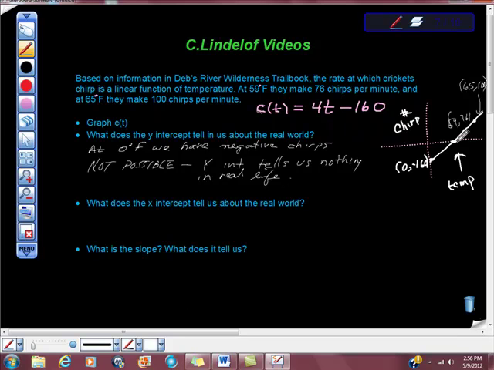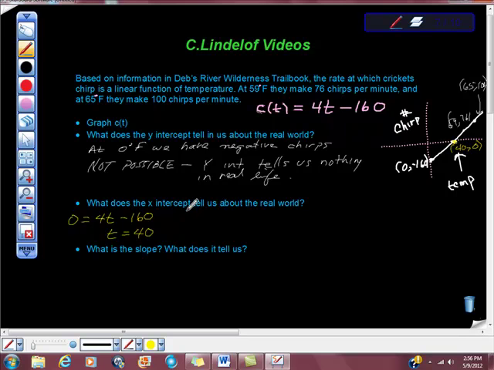But here it says, what does the x-intercept tell us? And if you remember, the x-intercept is when y equals 0, so that's 0 equals 4t minus 160. I'm going to go ahead and solve for t, and t equals 40. So this is the point (40, 0).